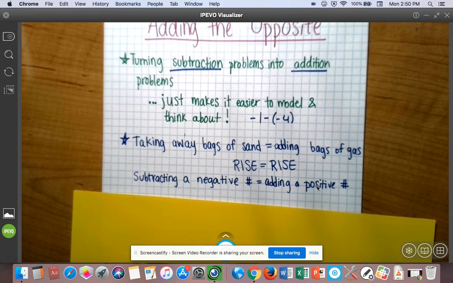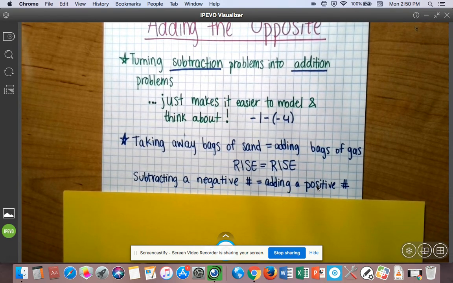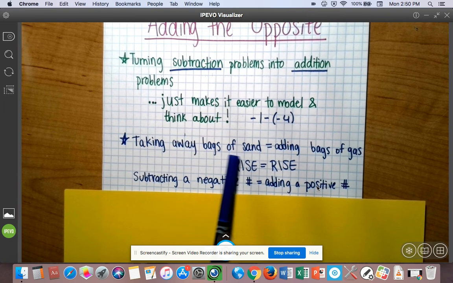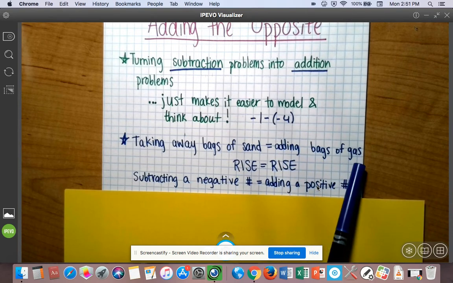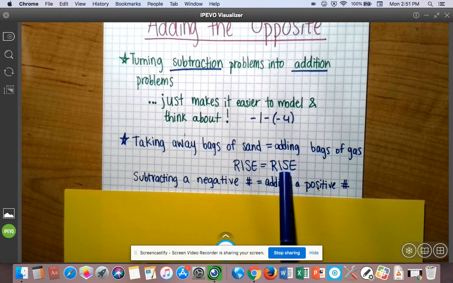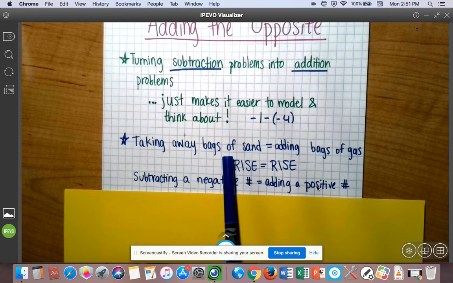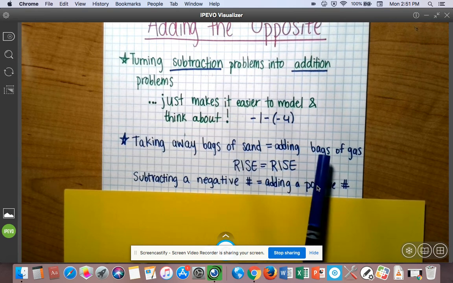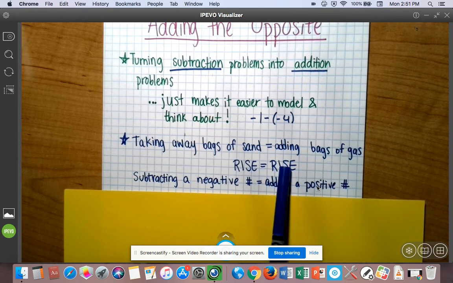Before we start doing examples, it's important to know and think about why we can add the opposite. Why does turning these subtraction problems into addition problems keep them the same? If you remember from the hot air balloon, taking away bags of sand makes your hot air balloon lighter. It makes your hot air balloon rise. Adding bags of gas makes your balloon also rise.